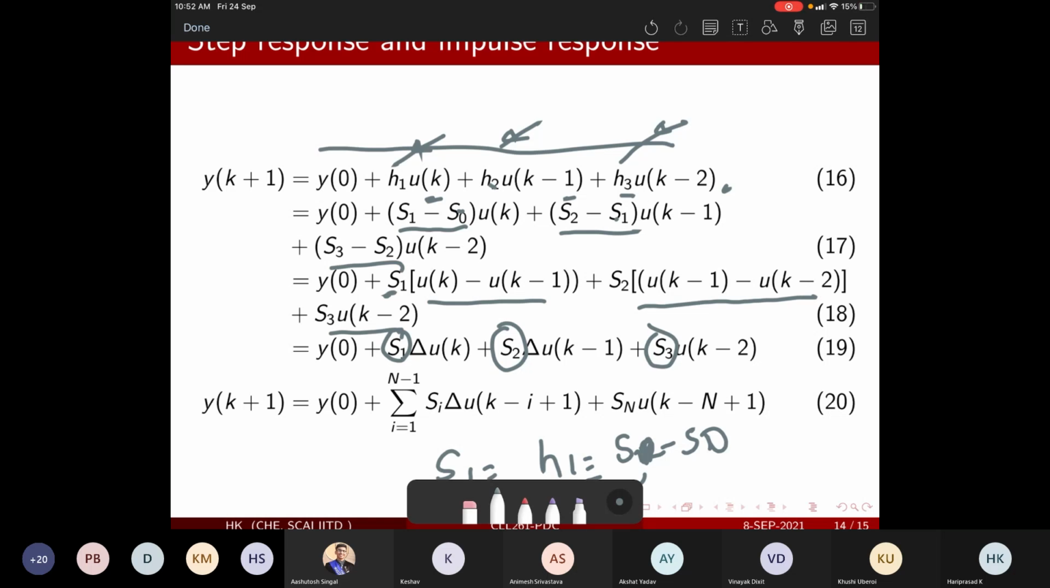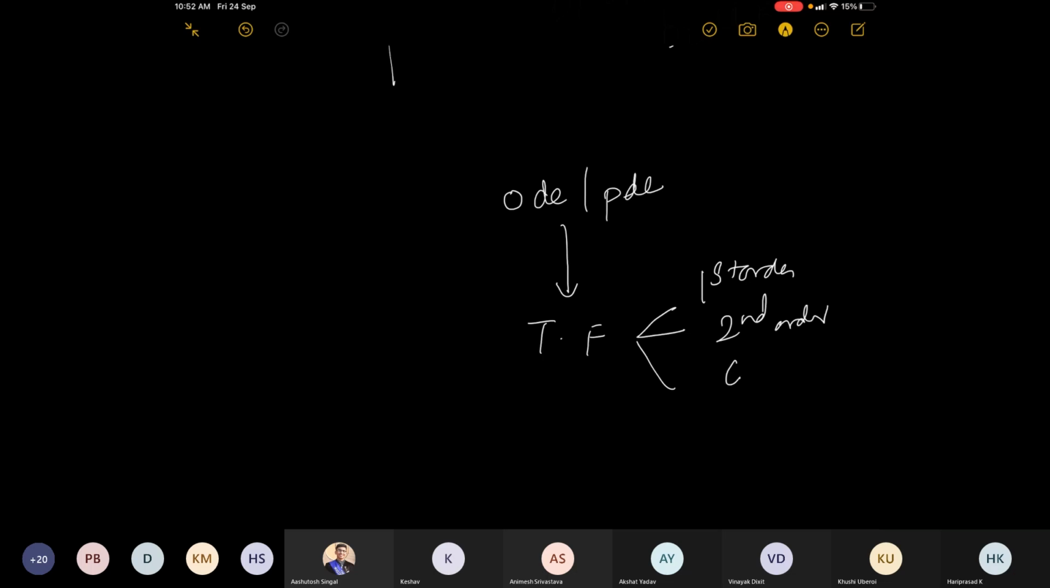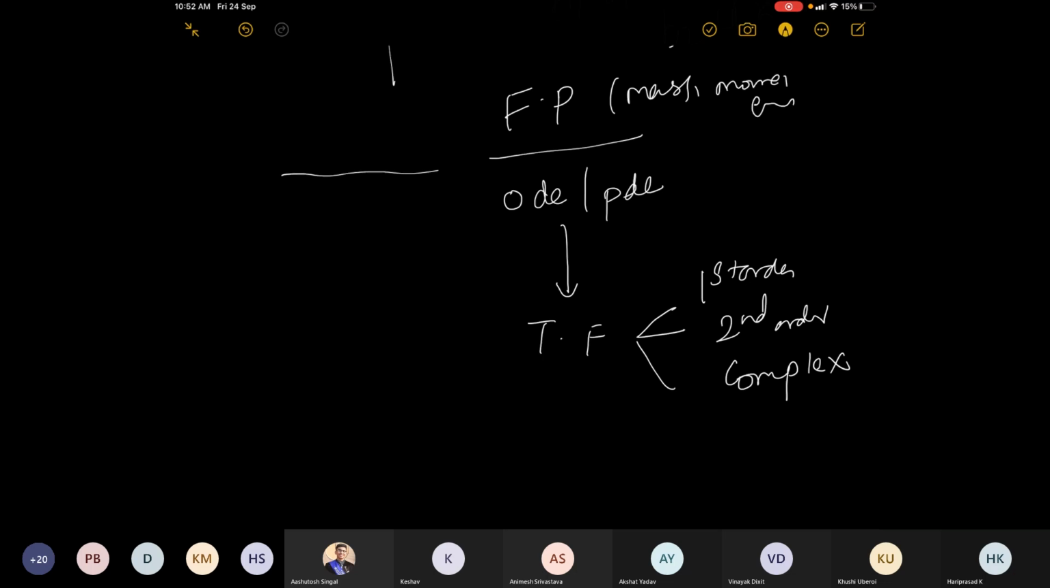So where are we now? Okay, just to do a quick recap. We started from ODEs or PDEs, moved to transfer functions, and we have seen the complicated transfer functions like first order, second order, or even more complex than first and second order. And how to get these ODEs and PDEs? That is the first principle model based on mass, momentum, energy.